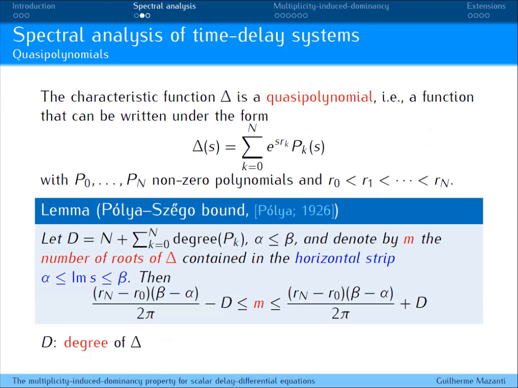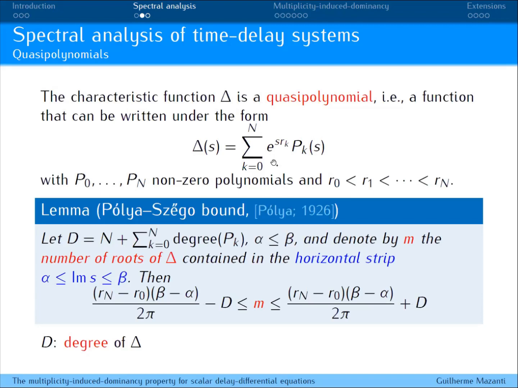Now this characteristic function that I've just presented is actually a very special function called a quasi-polynomial. A quasi-polynomial can be defined as a function that can be written as a finite sum of polynomials multiplied by exponentials. I have some exponentials here, ordered for simplicity, and these polynomials I can always assume are nonzero, otherwise I just don't count them in the sum.